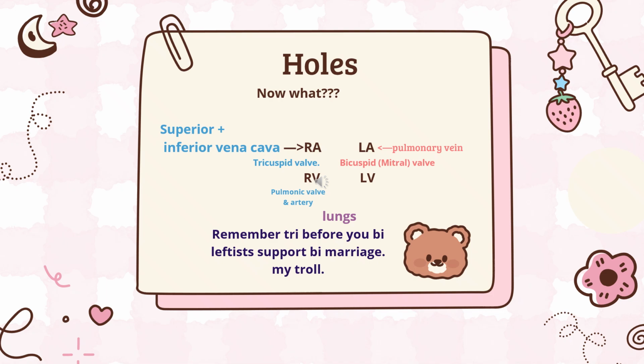Then from the left atrium, it goes through the bicuspid or mitral valve to the left ventricle. So now when you're drawing your diagram and you're labeling everything, remember, tri before you bi. So it's the bicuspid valve on the left side. Also, you can remember if you are politically left-leaning, you support bisexual marriage. And if that bothers you, you can just think, oh, that's just mitral, like an internet troll, but it's the mitral valve. I know that's stupid, but maybe it'll help you remember. So between the left atrium and left ventricle, it goes through the bicuspid or mitral valve.